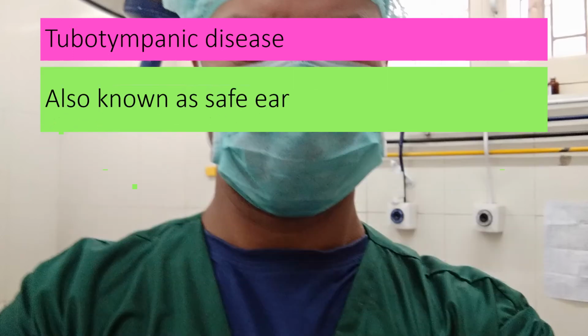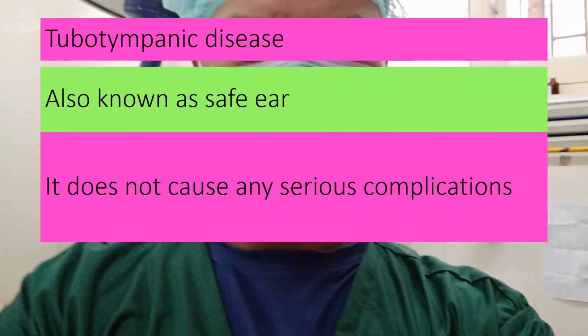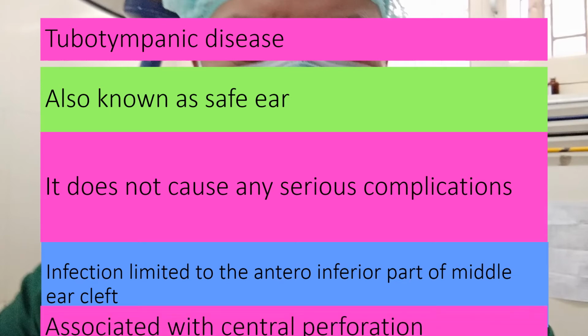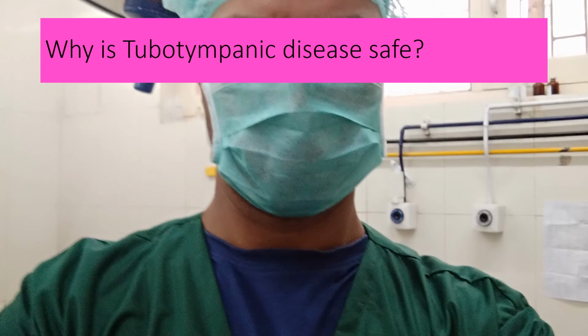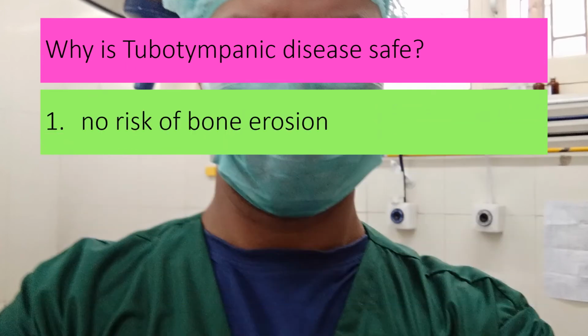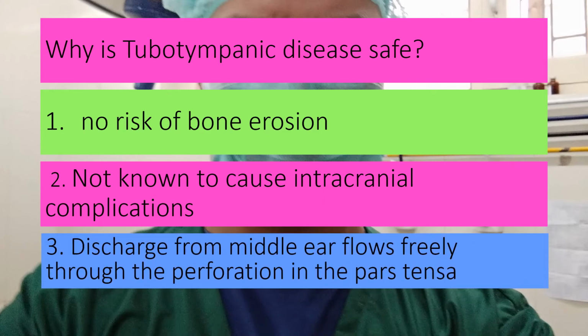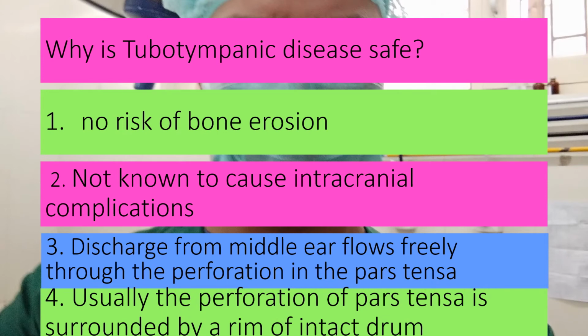It is also called safe, and it does not cause any serious complications. Infection is limited to the anterior inferior part of the middle ear cleft, associated with central perforation as already discussed. Why is tubotympanic disease safe? No risk of bone erosion. Not known to cause intracranial complications. Discharge from the middle ear flows freely through the perforation in the pars tensa. Usually the perforation of the pars tensa is surrounded by a rim of intact drum. The annulus is intact.